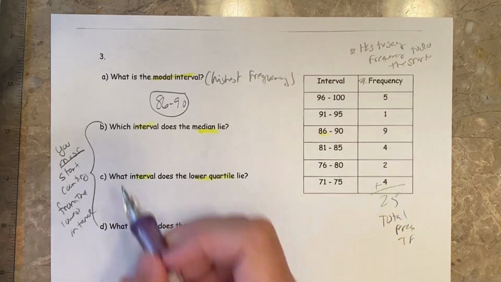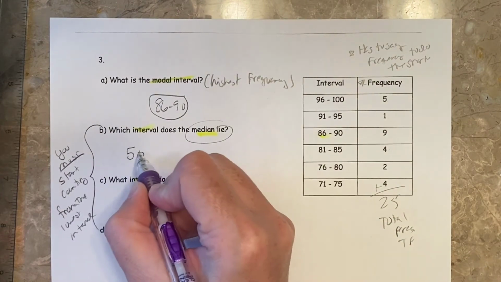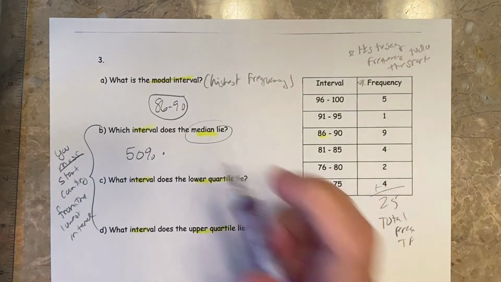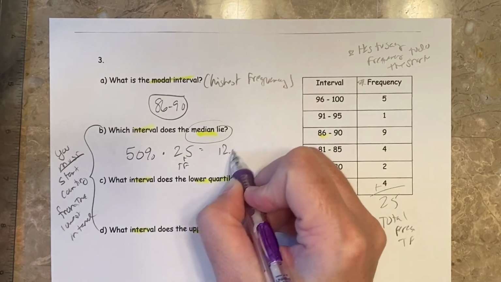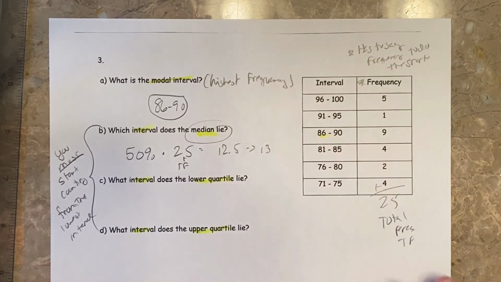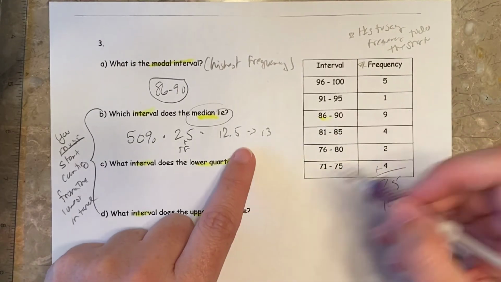Okay, so now median is the middle, so that's 50%. You're going to take your 50% and multiply it by that total frequency, okay? And then you get 12.5, and I always told you to round up. I said to think of it kind of like a person. You can't really have half of a person or a part of a person. So you always round up.